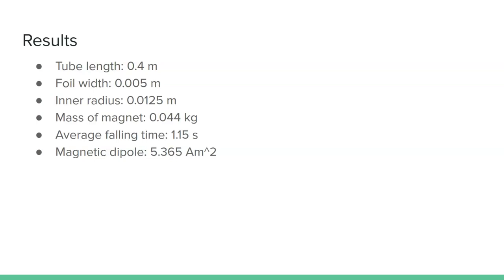For my data and results, the tube length was 0.4 meters. The foil width was 0.005 meters. The inner radius was 0.0125 meters. The mass of the magnet was 0.044 kilograms. The average falling time from the 5 trials was 1.15 seconds, and the magnetic dipole is 5.365 amp meters squared.